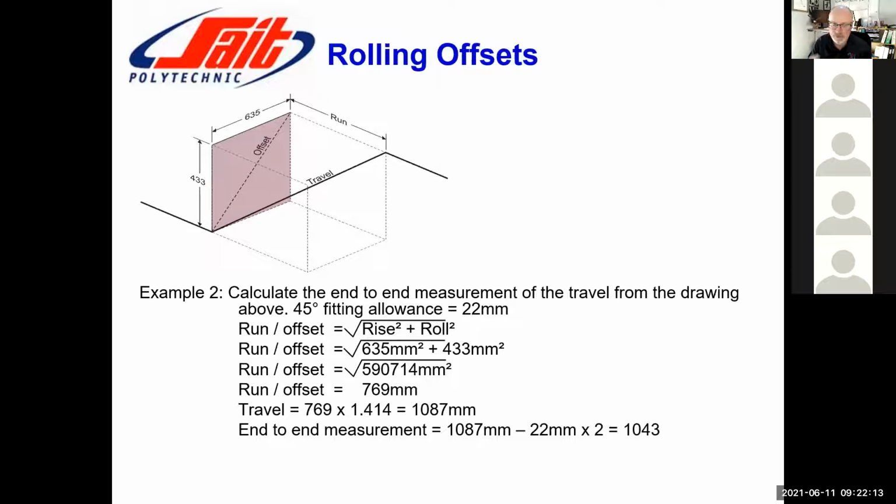Okay. So this is just the way to calculate for rolling offsets when you have 45s. Is that clear? For 45s, this is the way to do it. Any questions? We'll do more examples a little bit later.